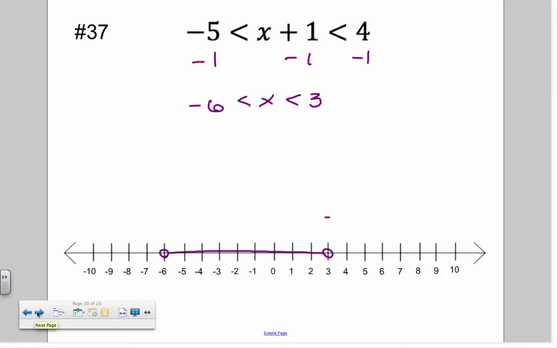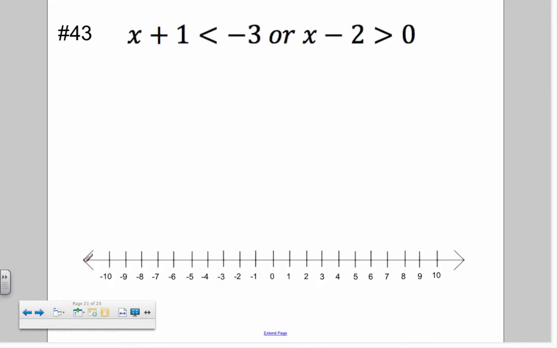Okay. Next problem I'm going to do is number 43. Number 43 is an or. Number 43 can only be written like this with the actual word or in it, or any or inequality. So all we have to do is solve them individually. Here on this side, I have x plus 1 is less than negative 3. So again, I'm going to subtract 1 from each side here. And I'm given x is less than negative 4.